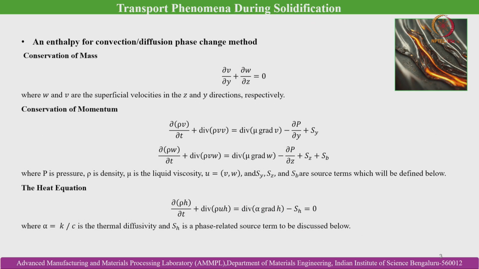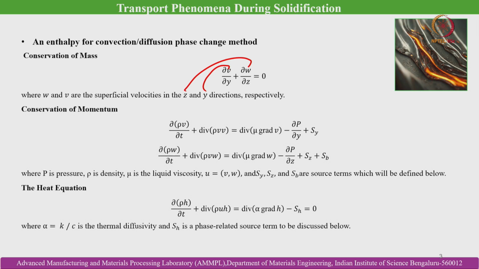An enthalpy model for convection diffusion based phase change method. So, conservation of mass, which reduces to the continuity equation. Here it is written in two dimensional form, applicable to the z and y directions. The velocity corresponding to the z direction is w, and the velocity corresponding to the y direction is v. Then the conservation of mass reduces to the continuity equation: del v del y plus del w del z is equal to 0.